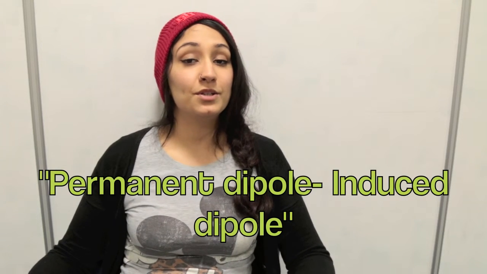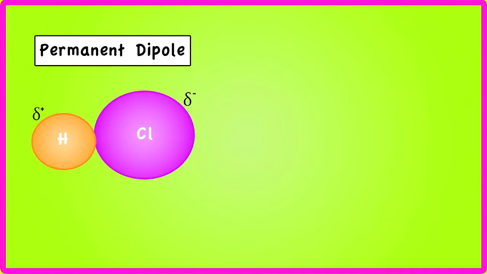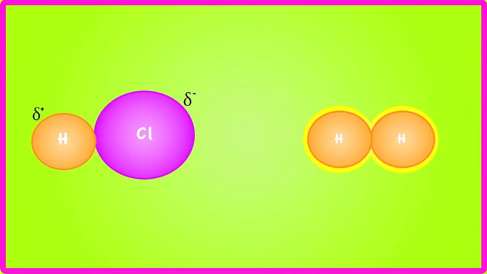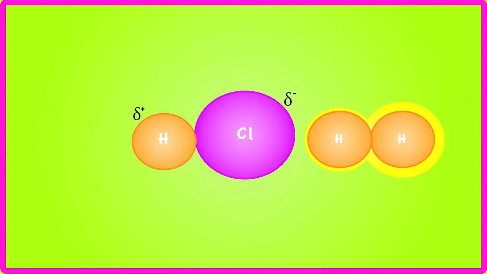A permanent dipole-induced dipole interaction happens between a polar molecule and a non-polar molecule. When the polar molecule, which has a delta negative side and a delta positive side, i.e. it's a permanent dipole, approaches a non-polar molecule, it causes the electrons in that non-polar molecule to shift slightly, either being repelled by the delta negative side or attracted to the delta positive side. This means that the non-polar molecule is now slightly polar, and the polar molecule has induced a dipole.